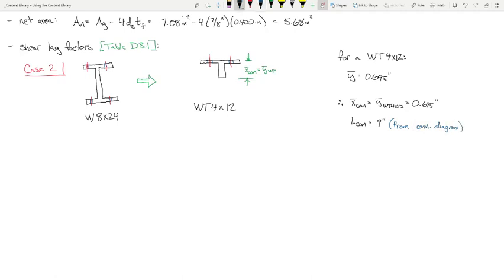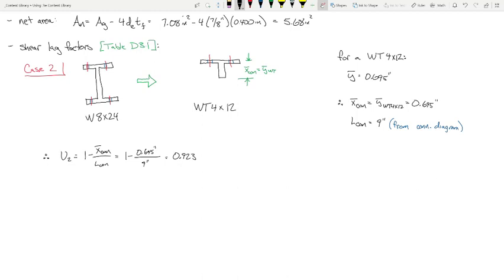All right. So therefore, U2 is 1 minus x bar over L, which is 1 minus 0.695 over 9 inches equals what? We'll say 3 decimal places just to make sure we're all getting the same thing. 0.923.